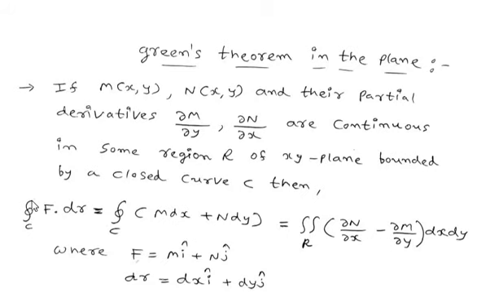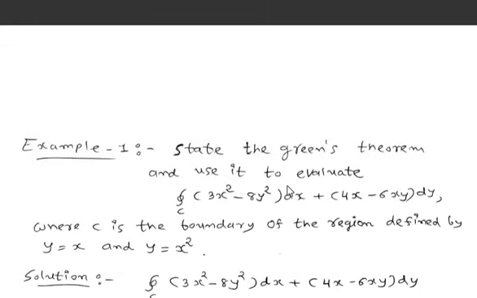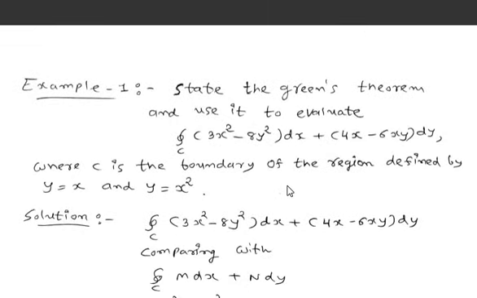It says that the line integral of the given vector field F bar is equal to the double integration of del N by del x minus del M by del y dx dy over a given region R. Now we will take some examples related to Green's theorem.